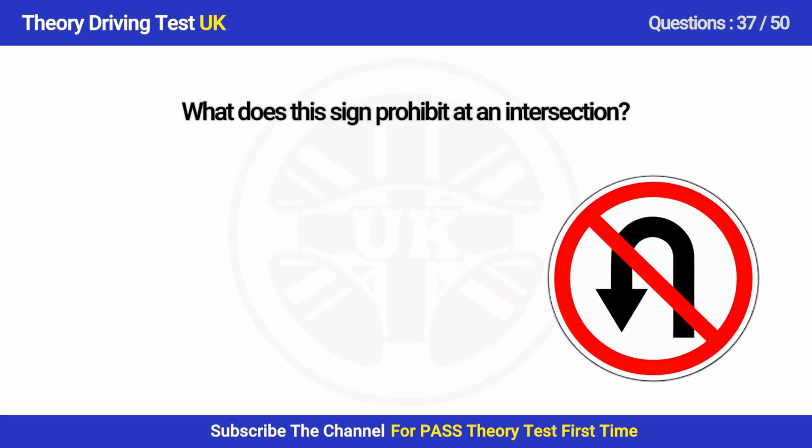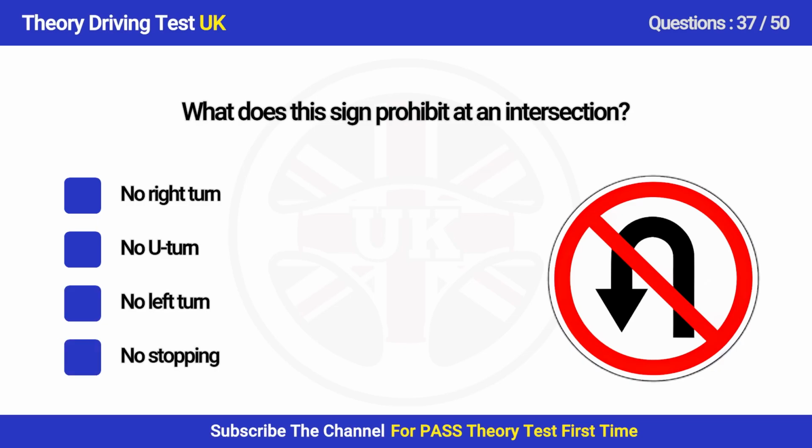Question 37. What does this sign prohibit at an intersection? A. No right turn. B. No U-turn. C. No left turn. D. No stopping.